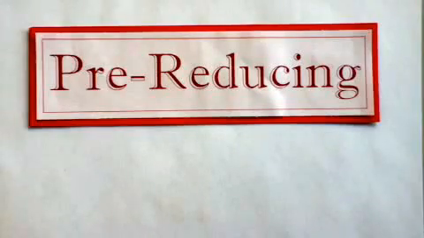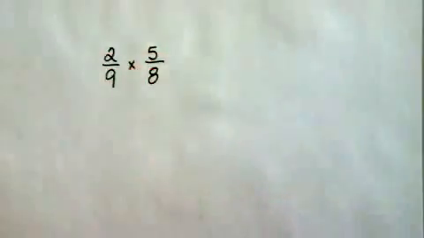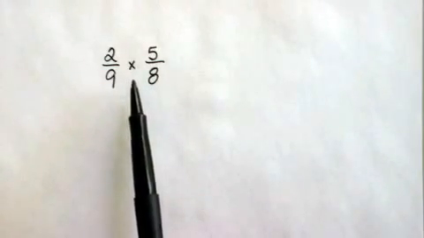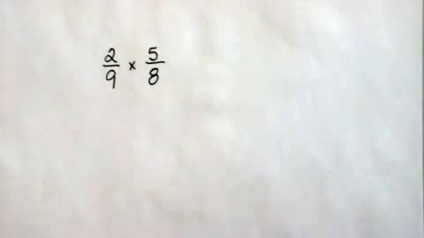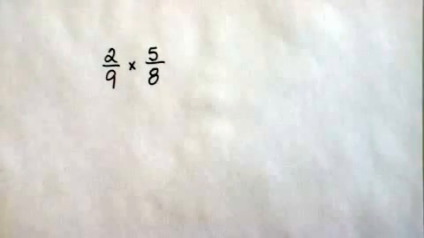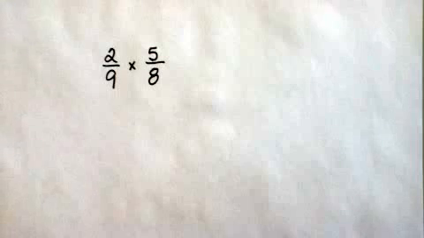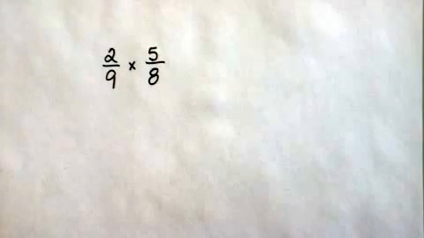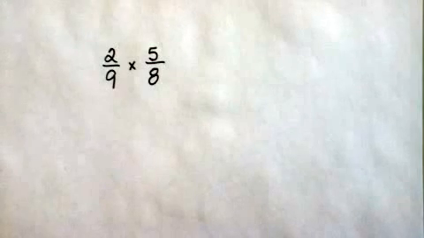Today we will be talking about pre-reducing or canceling. When using this process, you can only use pre-reducing when you see a multiplication sign. If you have a problem that involves addition, subtraction, or division, you cannot pre-reduce or cancel, only when you see a multiplication sign. So now let's discuss the process.